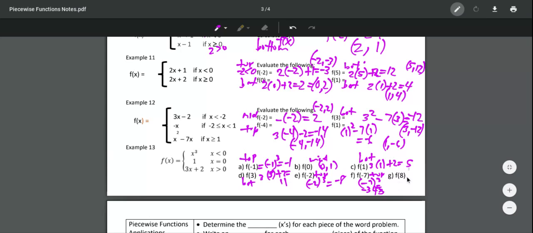And this is the bottom. So this is 3 times 8, which is 24, plus 2 is equal to 26.